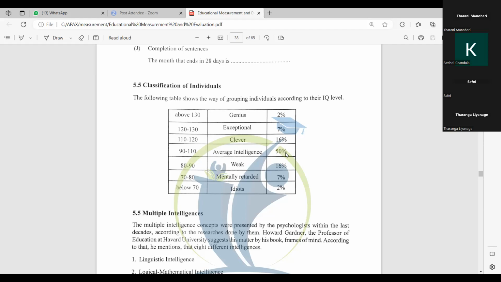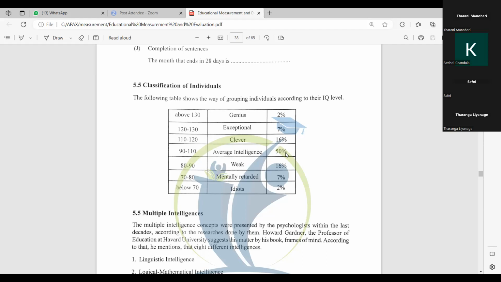80 to 90, weak. So still we have about 16% of them. They are the people that usually go for cleaning work, right? Security guards. You don't need much intelligence for them. Then 70 to 80 is mentally retarded. About 7% of the people are there. So they need our help. They need a lot of help from us.